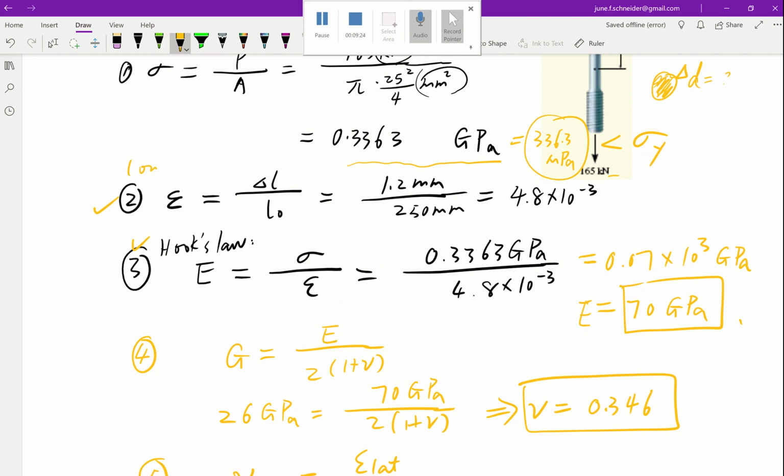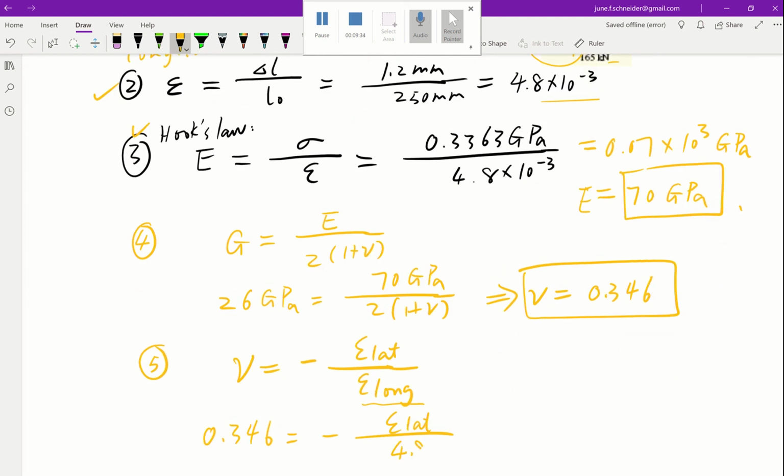This is basically the longitudinal direction, and that's 4.8 times 10 to the negative 3. So knowing that, we can figure out the lateral strain, how much contraction happens. So 0.346 times 4.8 gives us the value of 1.66 times 10 to the negative 3. And we expect it to be a negative value because it's contracted.